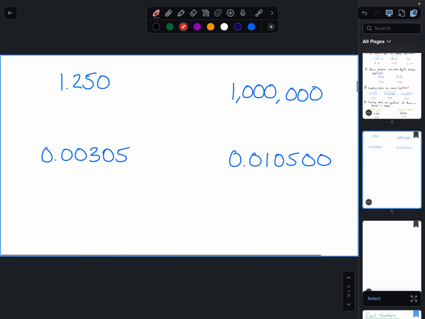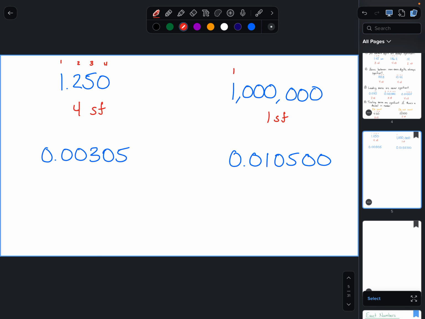All right, 1.250, what do we got? 4. So we got 1, 2, 3. We get to a trailing zero and we ask ourselves, is it significant? Well, yeah, we got a decimal in that number. So this has 4 sig figs. What about 1 million? This one just has 1 sig fig because there is no decimal represented in that measurement, which means I don't get to count any of these zeros here as being significant.